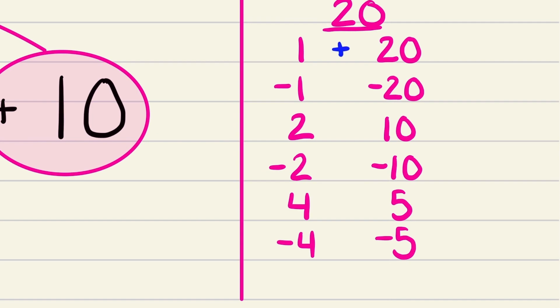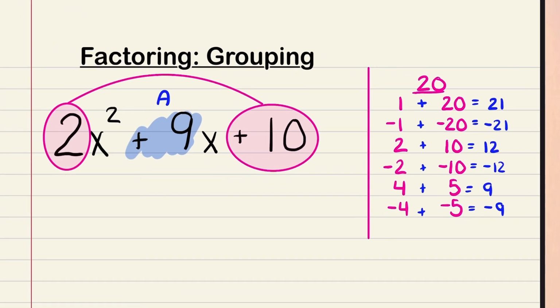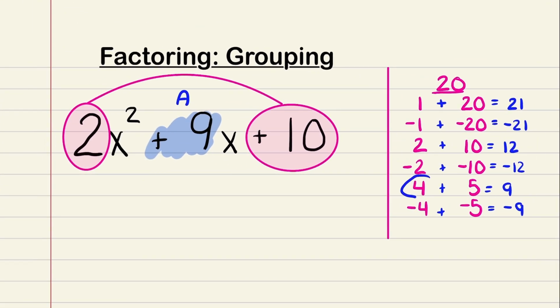Now if I start adding these together, I'll get all of my sums, and that'll help me to decide which set I'm going to use for my middle term. So 1 and 20 is 21. Then I have negative 21, positive 12, negative 12, positive 9, and negative 9. So the two numbers which added together will give me that positive 9 is this positive 4 and positive 5.